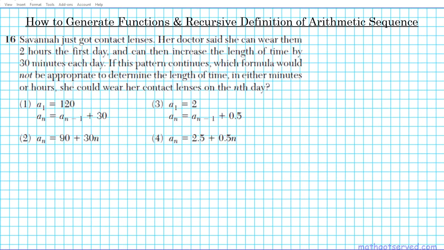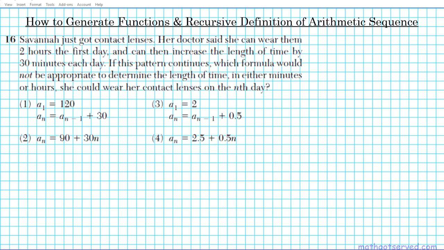Question 16 is assessing our ability to generate functions or recursive definitions for arithmetic sequences. Question 16 reads, Savanah just got contact lenses. Her doctor said she can wear them 2 hours the first day and can then increase the length of time by 30 minutes each day. If this pattern continues, which formula would not be appropriate to determine the length of time in either minutes or hours she could wear her contact lenses on the nth day?